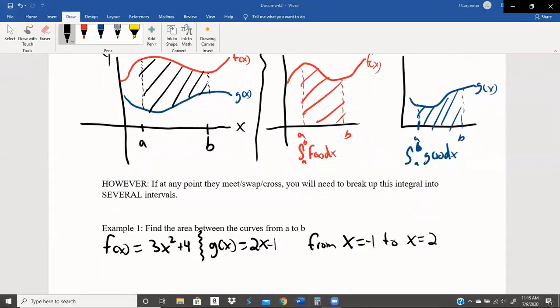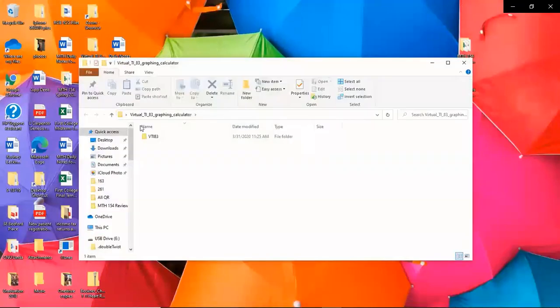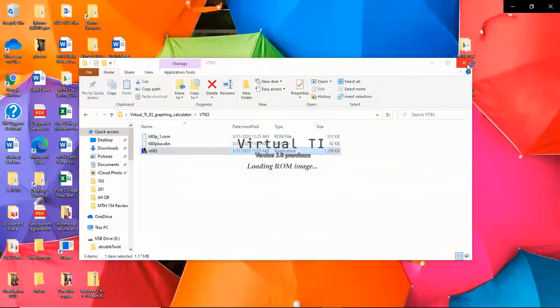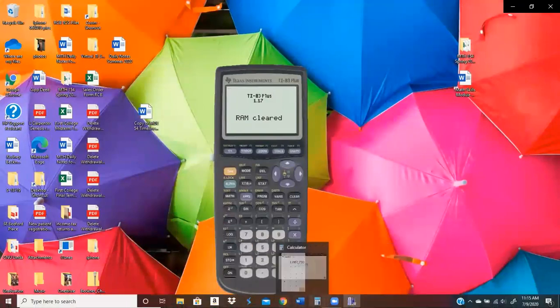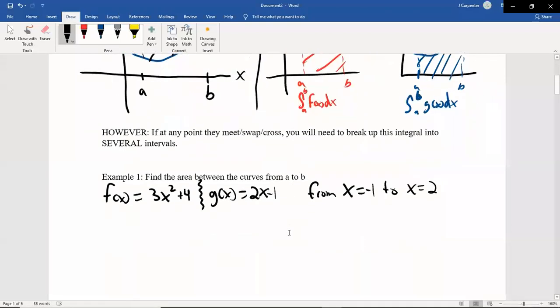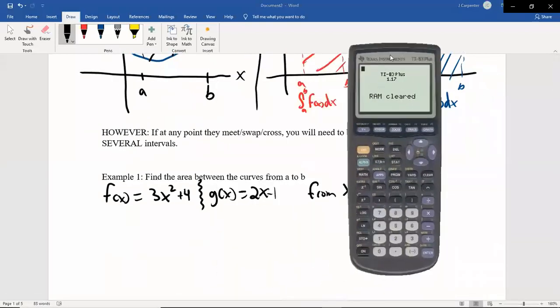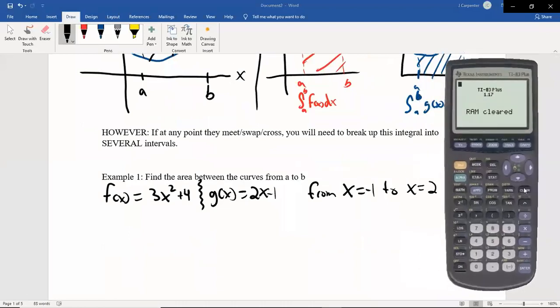So one thing you can do is graph it if you are allowed a calculator. Let's pull out a calculator. Let's see what these bad boys look like. So we got 3x squared plus 4. The leading term there is x squared. This is going to look like a parabola. Then we got 2x minus 1. That's a line. You should already know what those look like, how they should bend, how they should change.